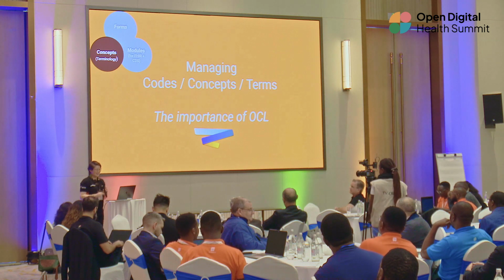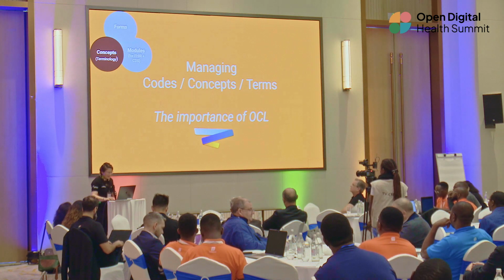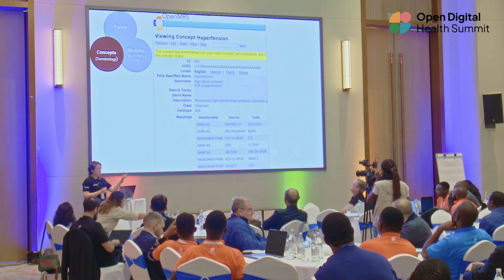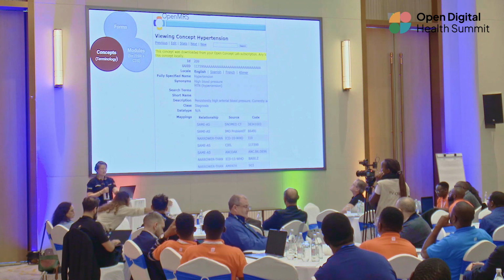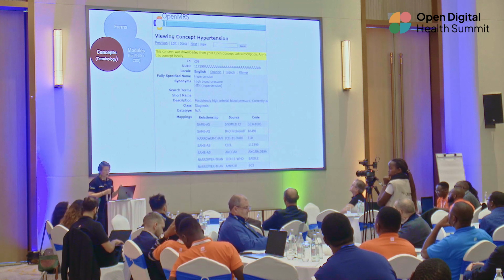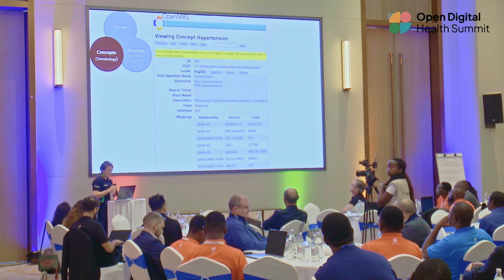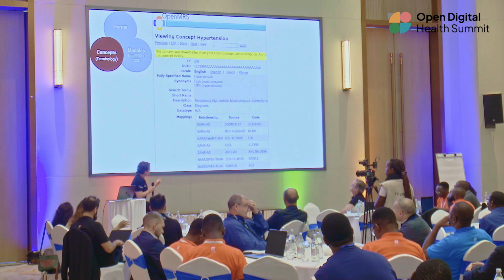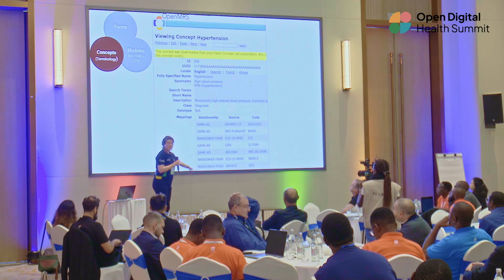That was what I was going to show you here, because it's not as intimidating as you might think. So under the hood of OpenMRS, this is what high blood pressure looks like as a code. It has a unique ID, but notice something special. Do you see all these mappings here?